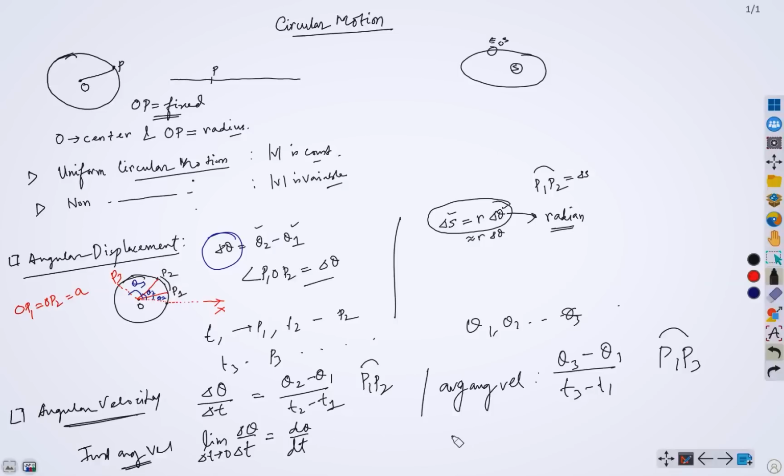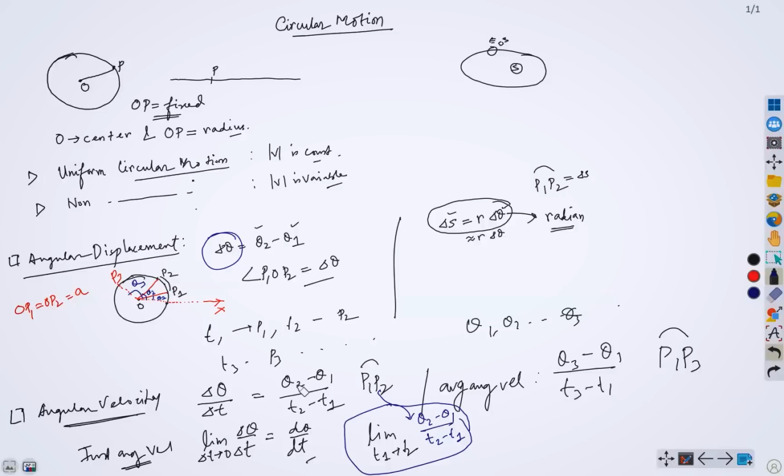Say you are asked: what is the instantaneous velocity of the particle at the P2 position? Whenever we say average velocity, we mention an arc; we do not mention any point. But the concept of instantaneous velocity is computed at a given point. We compute it this way: limit t1 tends to t2 of the ratio theta 2 minus theta 1 by t2 minus t1. This is the limiting angular velocity at the P2 position of this particle.